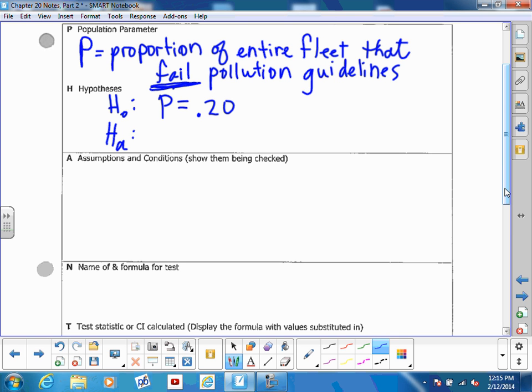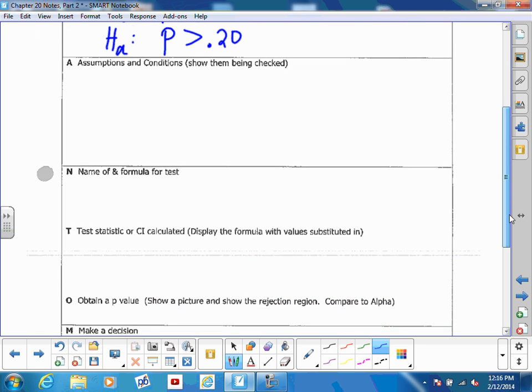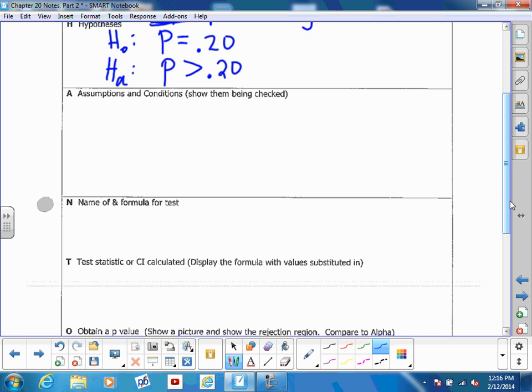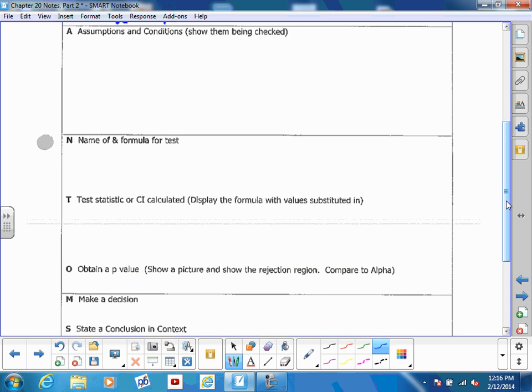So what type of, if we get a sample that is way, what will it cause us to reject the null? If we get a sample that is significantly greater than 20%, then that's going to cause us to reject the null. If it's significantly less, I don't care, that's actually good. If it's significantly greater. And so then these assumptions are our same old assumptions that you always do. So I want you to put those down right now while I write all those down. So go.